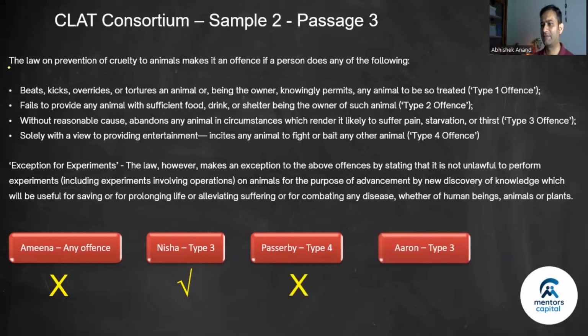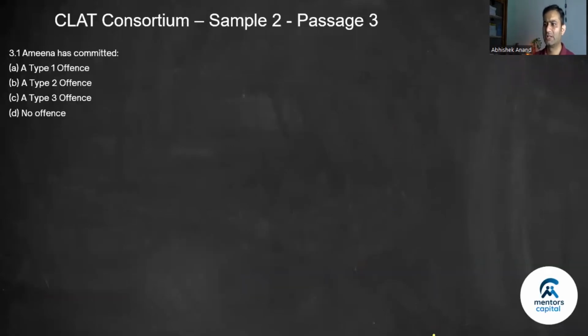Look at Aaron. Type 1, type 2 is not relevant. Was he trying to provide entertainment? No. But when he put stones in the mouths of the pups or the dogs, he abandoned them to a circumstance where they're likely to suffer pain and starvation, and they died also. That is what is given here. So Aaron has committed the offense of type 3. So this is broadly what happened in the passage. Let's come to the questions.